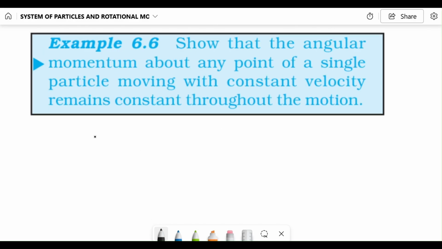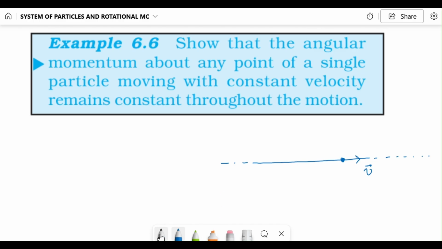So we have example 6.6. Now we have to show that the angular momentum about any point of a single particle moving with constant velocity remains constant throughout the motion. So let's say we have a particle moving along this straight line. Constant velocity means magnitude and direction both are not changing. So let's say this is the particle moving along this line, and its velocity is v, and velocity is not changing.